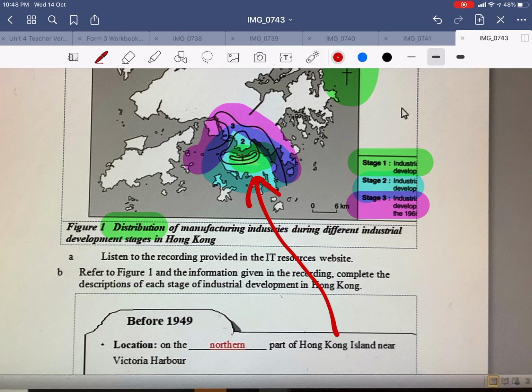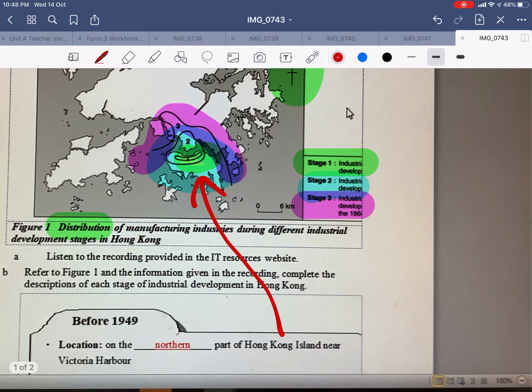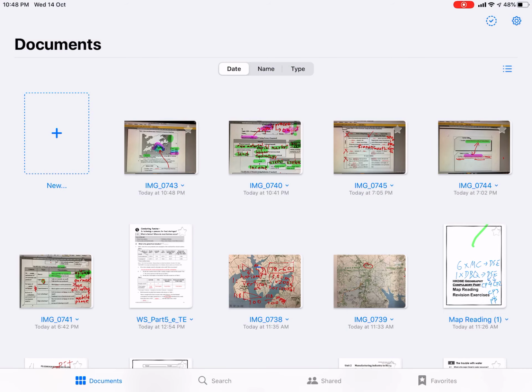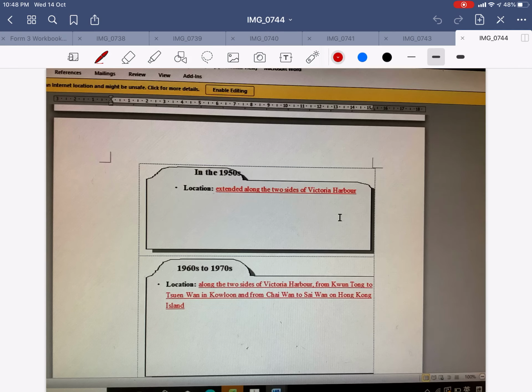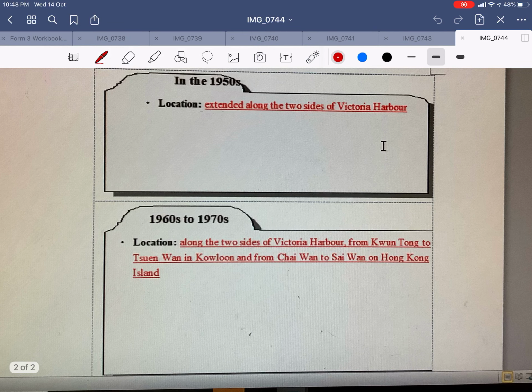Let's see, wait a minute. Where is the entire left? Right here. For 1950, some of you said it is in Sai Wan, To Kwa Wan. I accept this kind of answer because you are really telling me the industrial area is extending from the northern part of Hong Kong Island to the Kowloon area, the Kowloon Peninsula, such as To Kwa Wan.